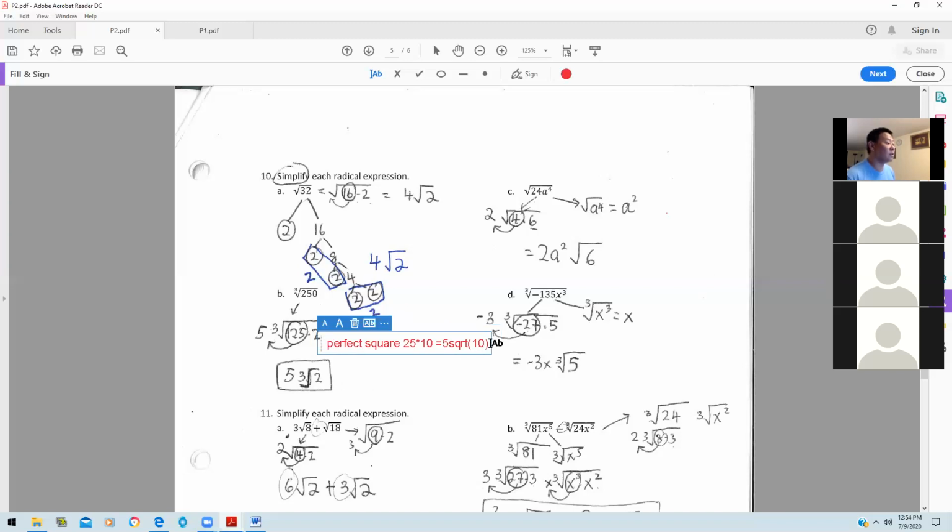So watch carefully the index here. For the 250, we will use 125 times 2 because 125 is a perfect cube of 5. So you get 5 cube root of 2.